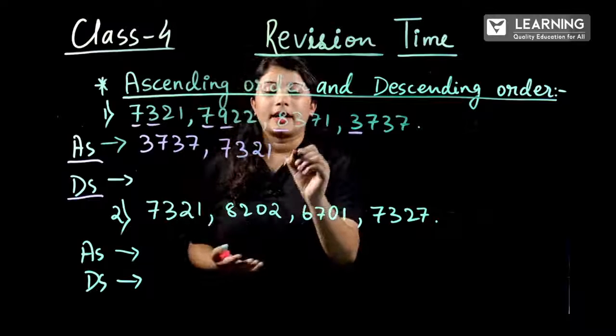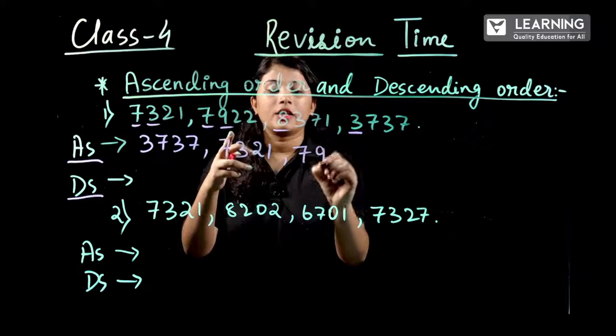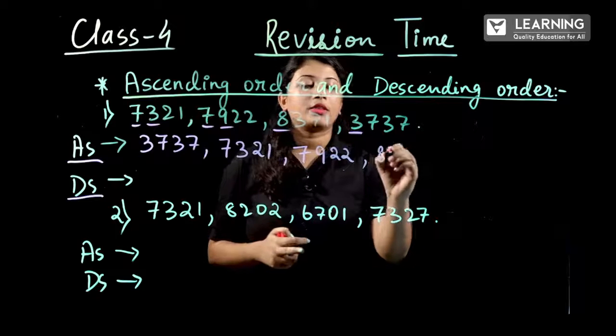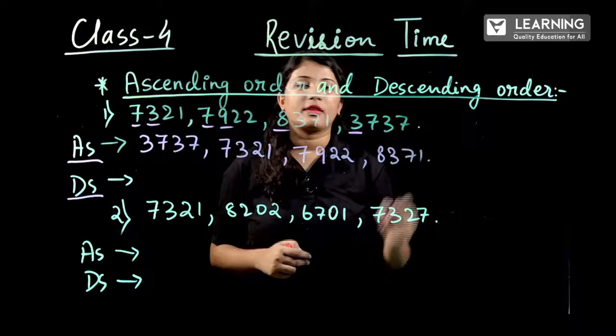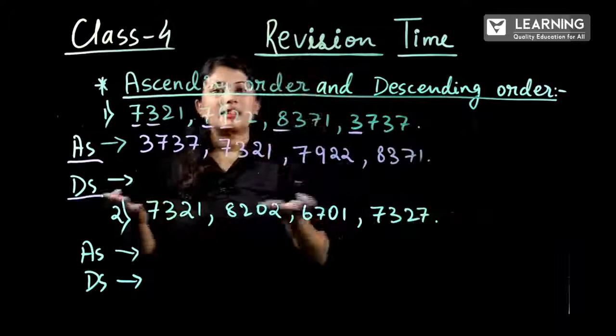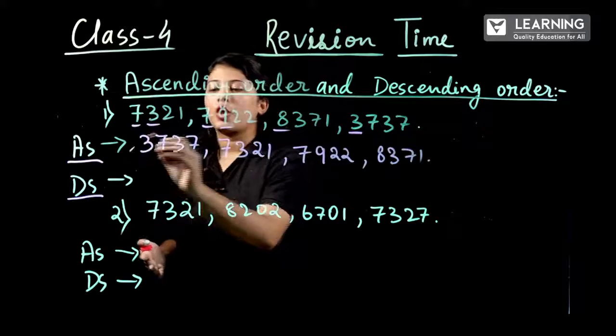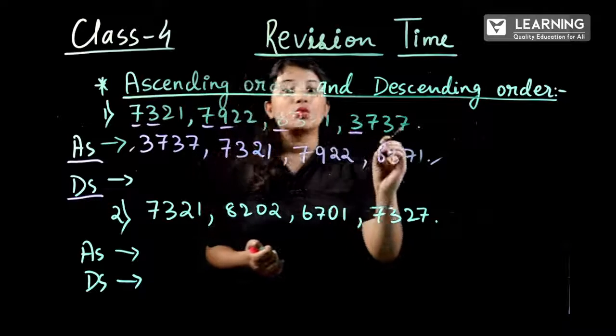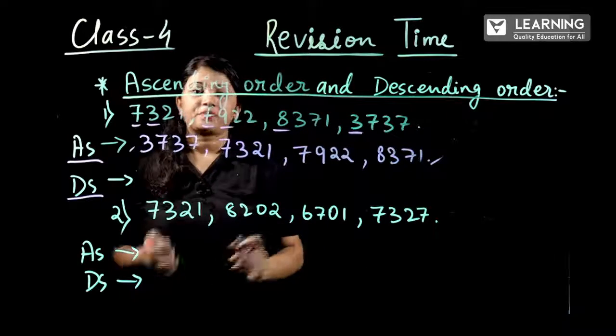Then again 7, 9, 2. Then we will write 8, 3, 7, 1. So this was the answer. Simply we have written from small to big. Now in descending order, we always do from big to small.